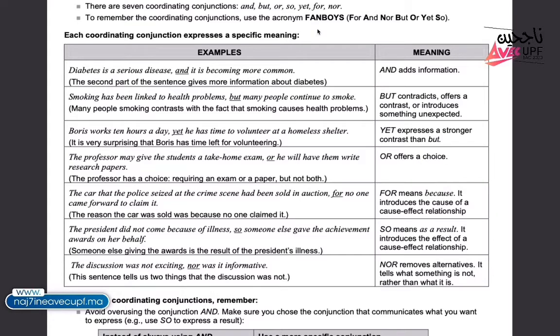The last point is nor. The discussion was not exciting, nor was it informative. Nor introduces an alternative. It tells what something is not. Okay?